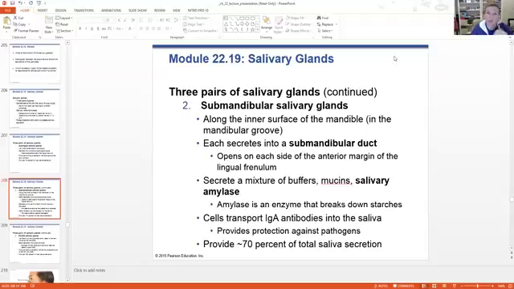They are secreting through the submandibular duct, and they secrete buffers, mucins, another kind of mucousy type compound, and salivary amylase. Salivary amylase is an enzyme that breaks down starches. These cells also transport IgA antibodies into the saliva, providing a minimal protection against pathogens. This is the majority of our saliva production.